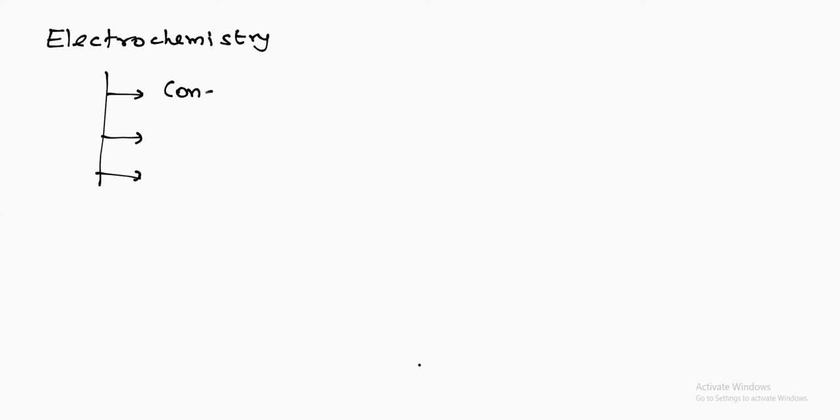So, Electrochemistry chapter. Under this chapter, we are going to learn three important aspects. Number one, about conductance and related concepts and related terms.